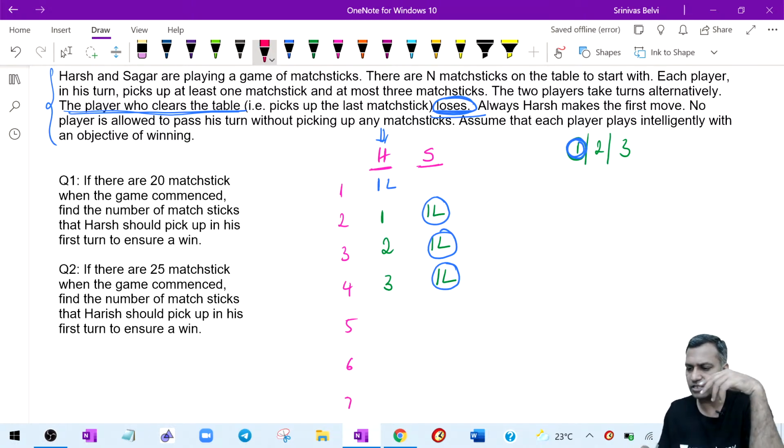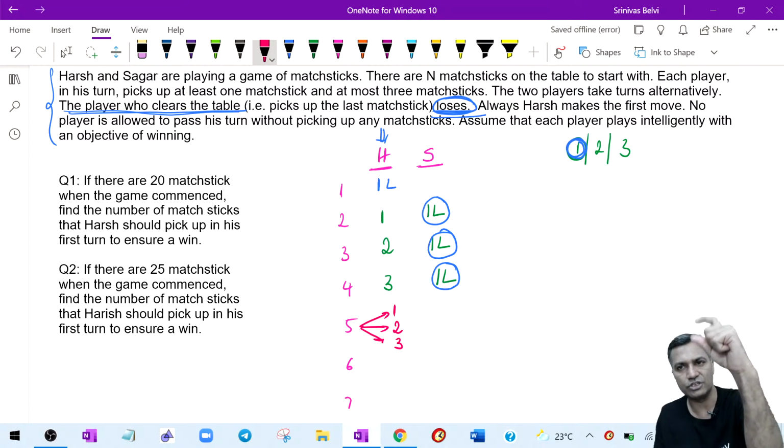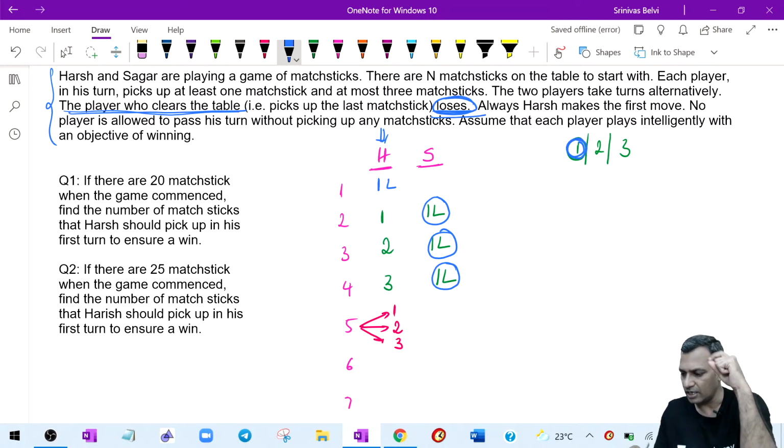Fair enough. Now let's come to 5. So again, Harsh would get into the thinking hat. He says that I can pick 1 or I can pick 2 or I can pick 3. Now look at what Sagar does. There are 5. Out of 5, 1 has been taken. He picks 3 and he will leave one for Harsh. He says, Harsh, you come back, take that one, and you are going to lose here.